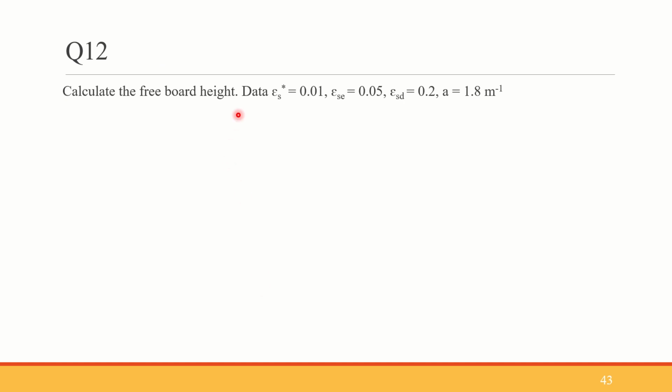Calculate the freeboard height, and the data is epsilon S star is equal to 0.01, epsilon SE is equal to 0.05, epsilon SD is equal to 0.2, A is 1.8 per meter. Now we are asked to find the freeboard height. So (epsilon S minus epsilon S star) divided by (epsilon SD minus epsilon SE) is equal to exponential of minus A into Z, I guess that is the formula.